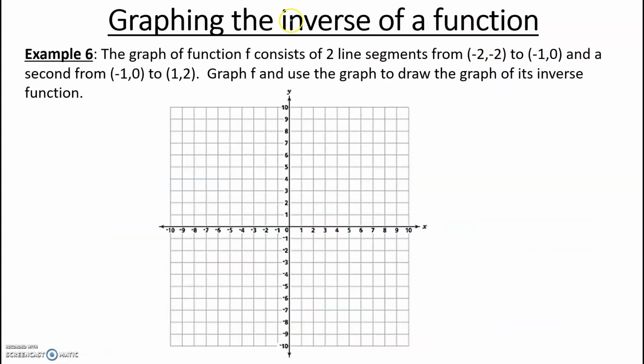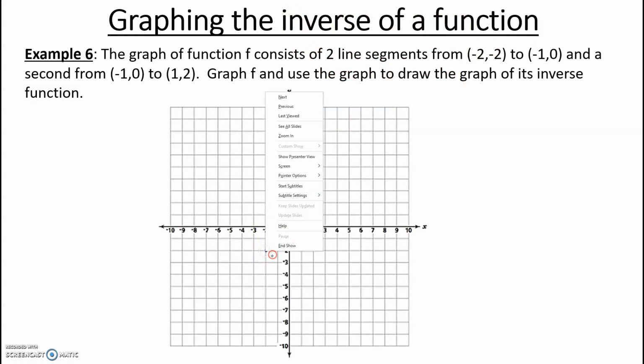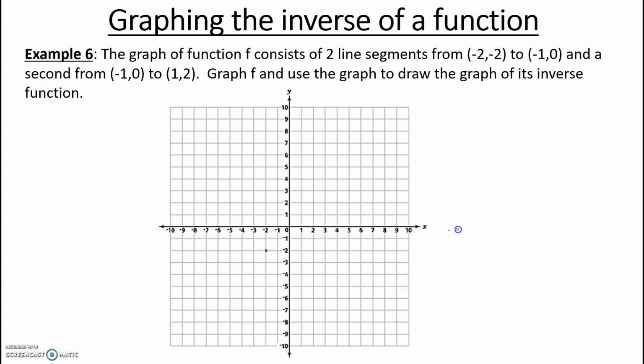Let's start some graphing here. Let's graph some inverses. We have the points -2, -2, then -1, 0, and then 1, 2. I know this looks really bad. So there's my function, and then it wants us to graph the inverse.